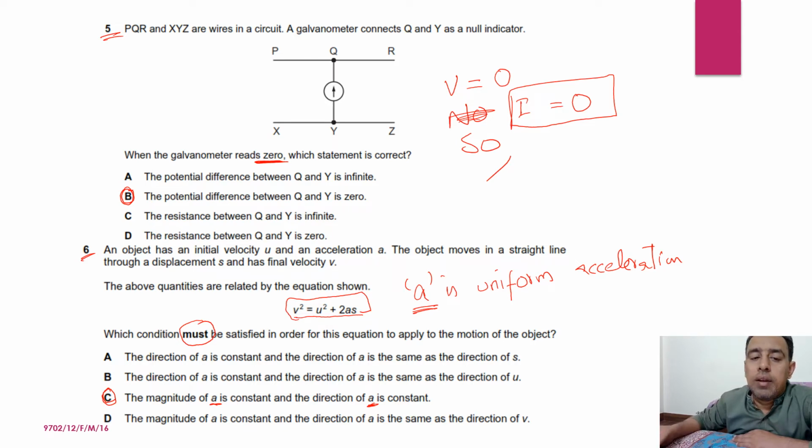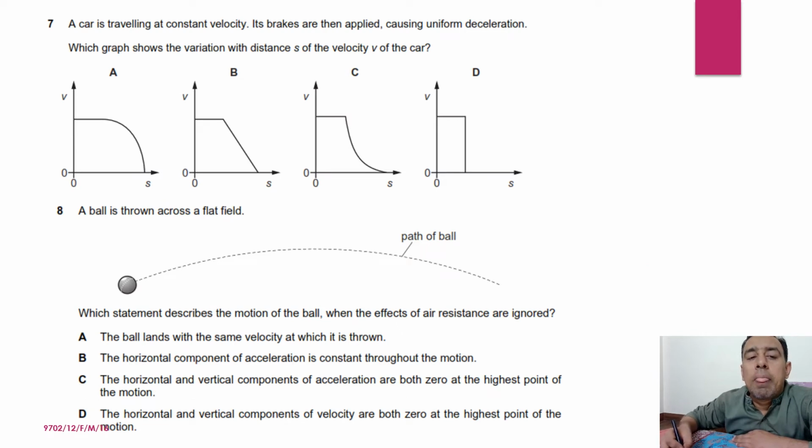So question number 7. In question number 7, this graph is a little confusing for the students, because they may think that this is the velocity time graph. No, it is not. On the x-axis this is not time, it is actually the distance. So it is the velocity distance graph. A car is traveling at constant velocity, brakes are then applied, causing uniform deceleration. Yes, it has uniform deceleration. So which graph shows the variation with distance s?